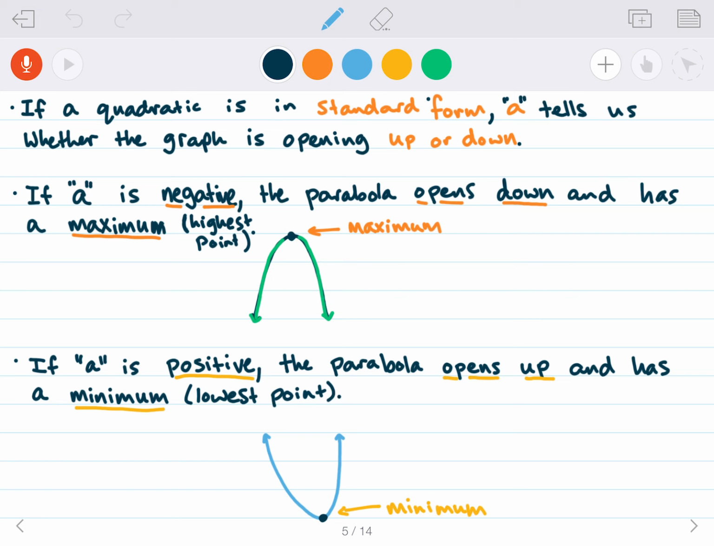If it's opening up, I like to think of that as a smiley face, right? And if it's opening down, I like to think of that as a frowny face. Just to think about it in an easy kind of way. So if A is negative, the parabola opens down and has a maximum, which means it has a highest point. And if A is positive, the parabola opens up and it has a minimum, which is the lowest point.